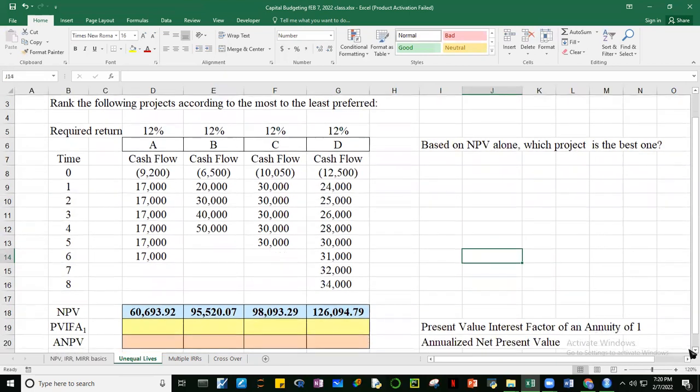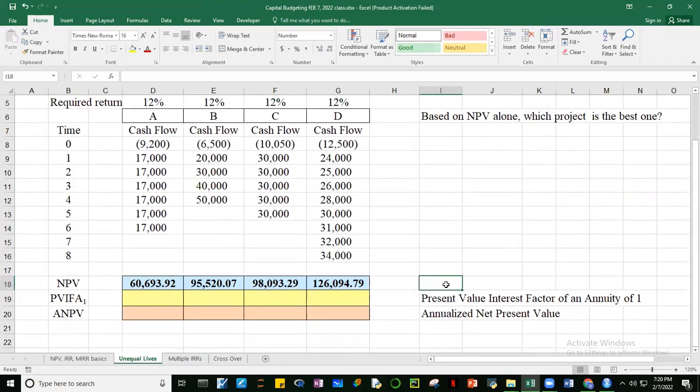NPV formula. Okay, so based on the NPV, syempre, makikita natin si Project D ang pinakamalaki. So we say that based on NPV, Project D is the best project. Kaso nga, sabi natin, hindi pa pwede yun kasi si Project D has 8 years, si Project A, 6 years, etc. Magkakaiba sila. Okay, so paano natin kukompute yan? What we can do is to compute for the annualized net present value. So pag na-annualize na natin yan, then comparable na sila.